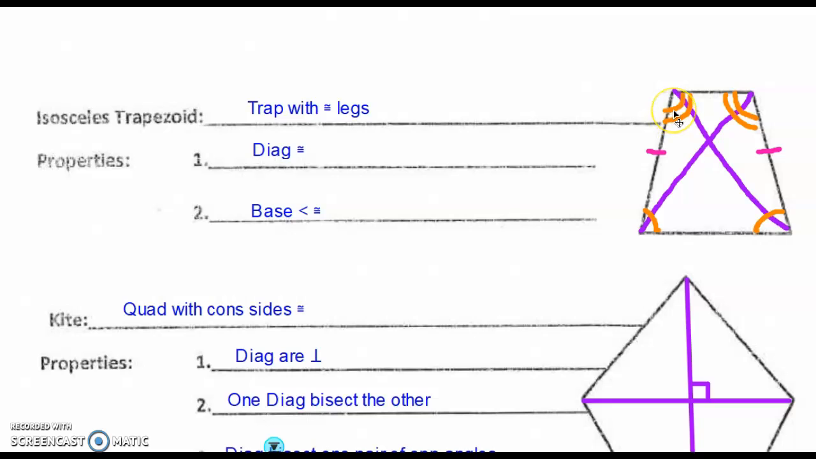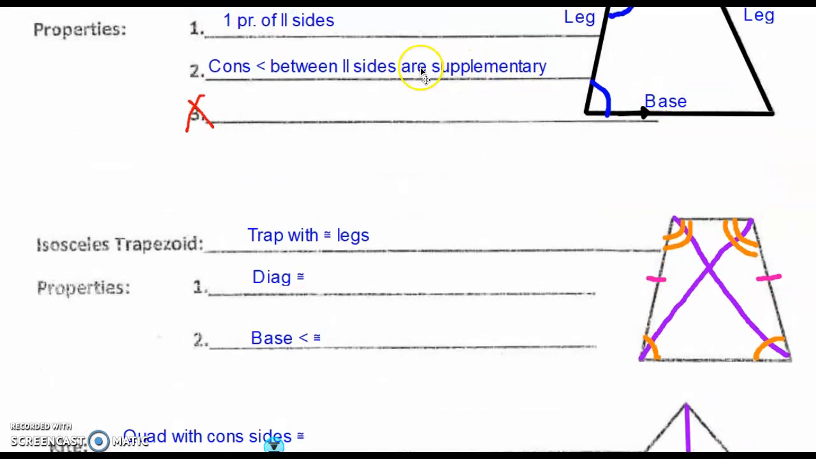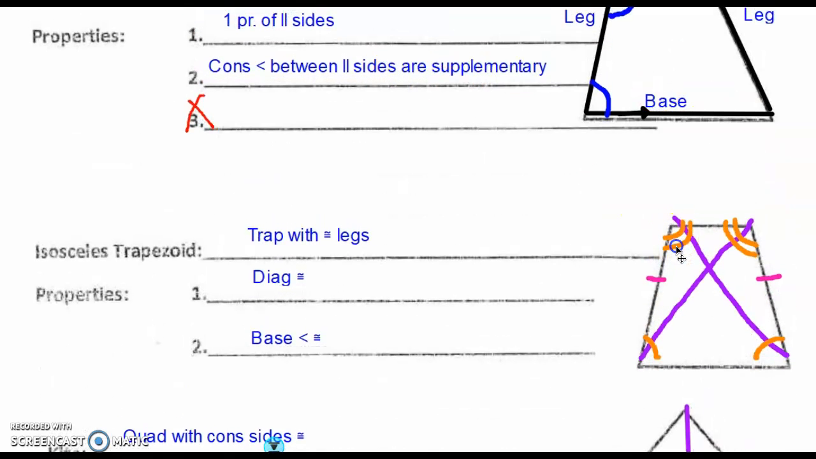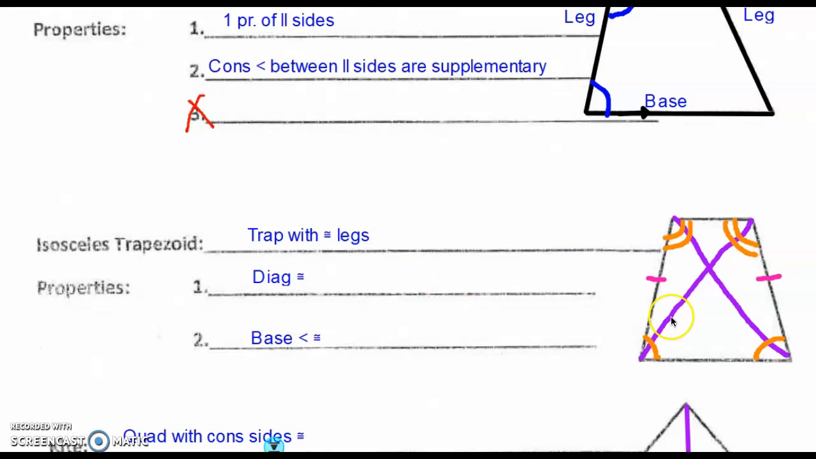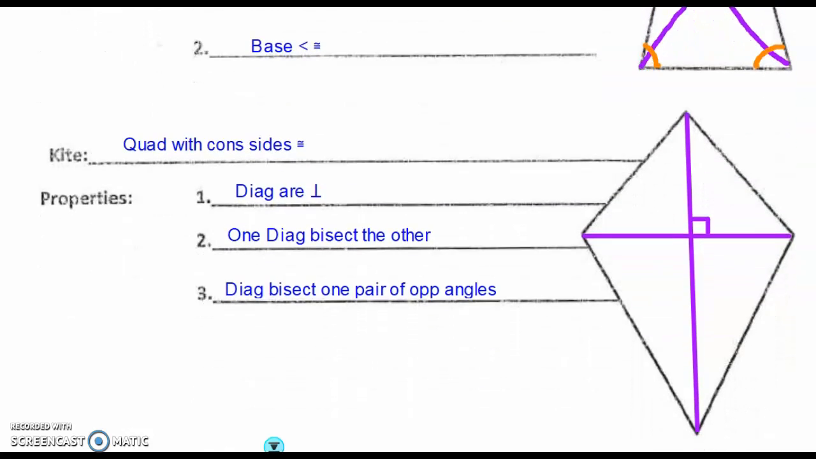As also up here, these base angles are congruent, and it still had the previous property right there that this orange, and this one, these are same side interiors, they add up to 180. And when it's an isosceles, the tops are equal, the big angles, and the bottoms are equal. So you'll see problems like that.